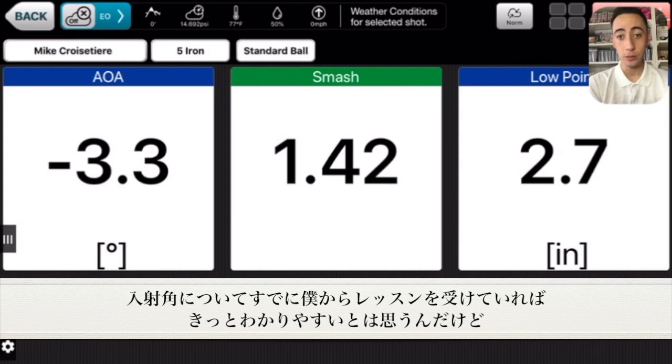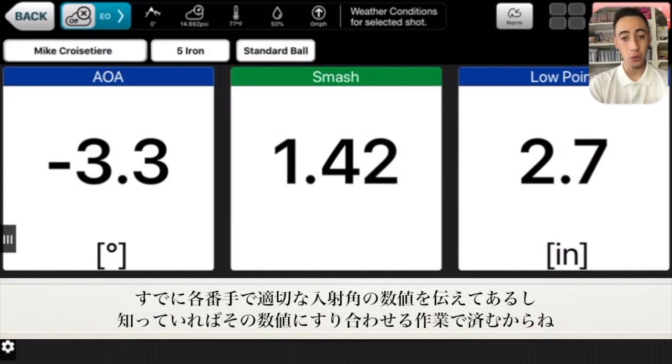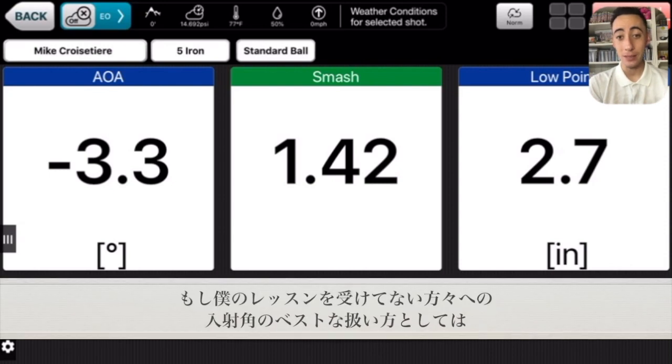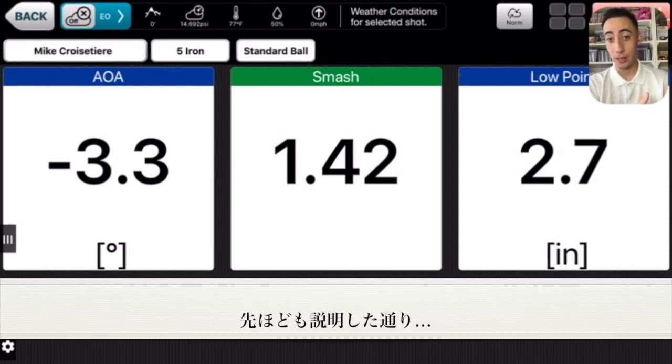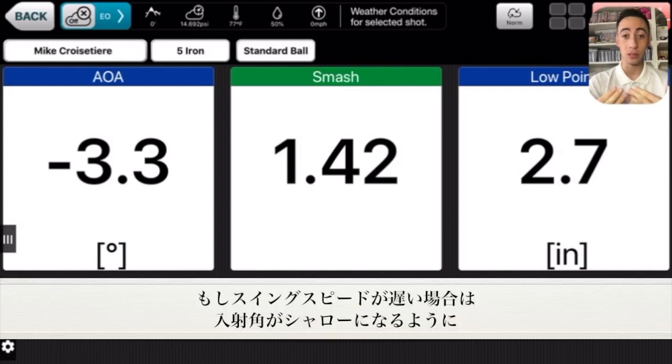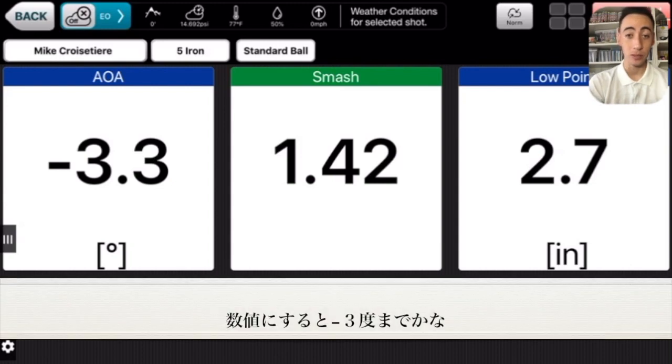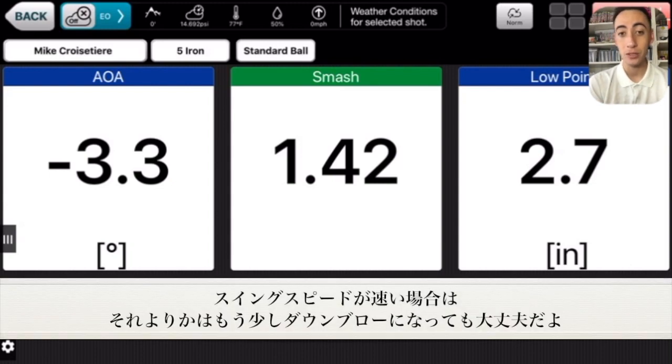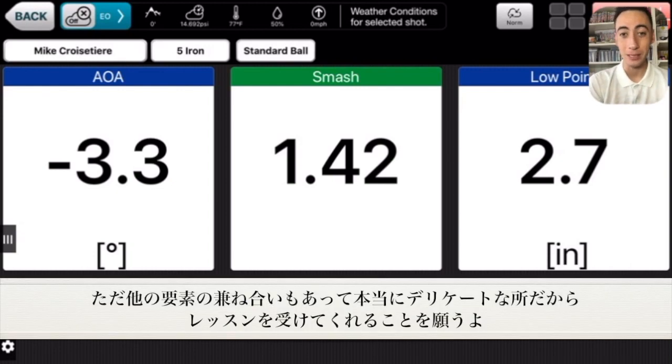So with angle of attack, what I'm hoping is that you have already taken a lesson from me. I've told you what angle of attack numbers would be best for you for certain clubs, and then you can just go ahead and track it. If you haven't taken a lesson from me, I think the best rule of thumb is what I told you earlier: if you swing pretty slow, make sure your angle of attack is on the shallower side, -3 or less. If you swing very fast, you can get down on the ball just a little bit more. But we're hoping that you've already taken a lesson from me because it'll be a lot easier to get the exact numbers that you want.